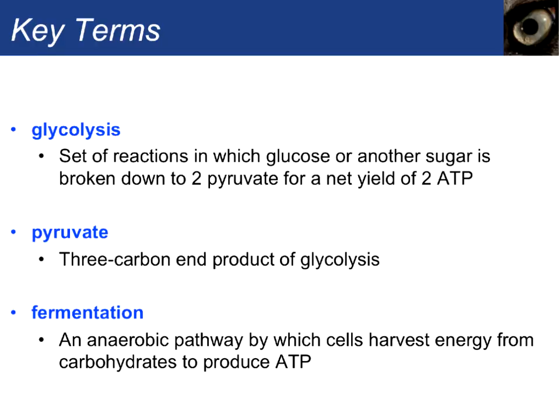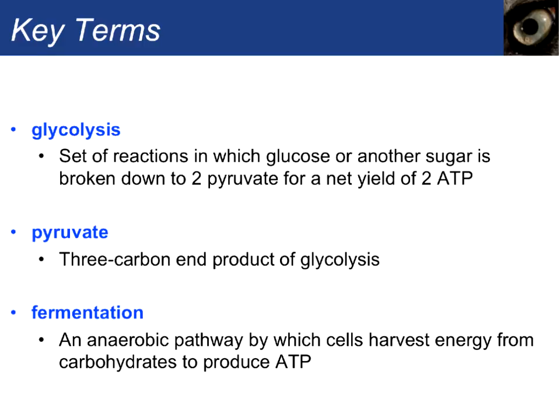So these three terms you need to know well. Again, glycolysis is the set of reactions in the cytoplasm in which glucose or another sugar is broken down to 2 pyruvate for a net yield of 2 ATP. The second term is pyruvate, and this is just a 3-carbon end product of glycolysis. And then finally, fermentation. We'll come back to it later on in the chapter.